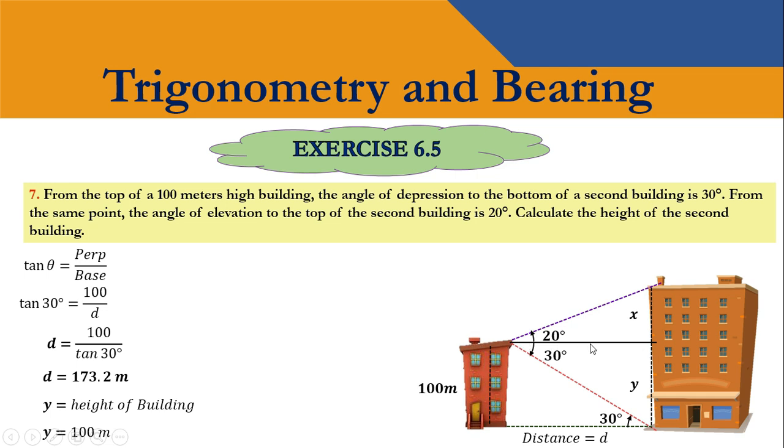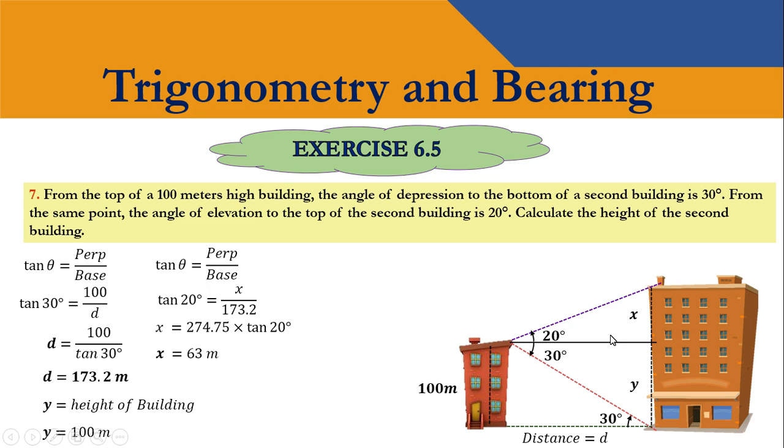So now we have the base of the triangle and we have the angle of 20 degrees. We can calculate the value of x. To calculate the value of x, we again use the trigonometric ratio, perpendicular divided by base. So x is unknown to us, and the base of this triangle is the distance between these two buildings, which is equal to 173.2 meters, and the angle of elevation is 20 degrees. Now doing some mathematical work here, we will get the value of x, which is equal to 63 meters.